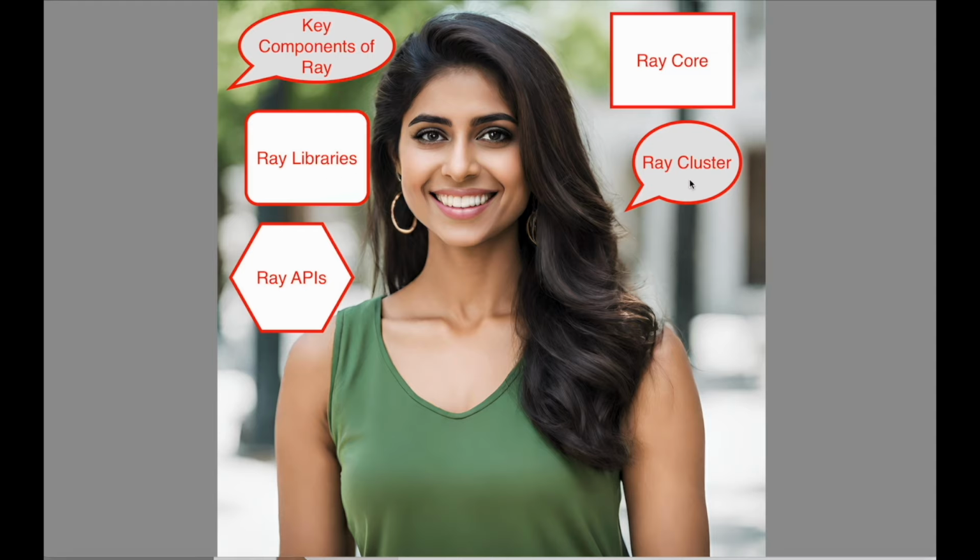Third is Ray Cluster. Ray can be deployed on various environments, including local machines, on-premises clusters, and cloud platforms. It manages resource allocation, task scheduling, and handling failures across all these environments efficiently. Ray Dashboard provides a web-based UI for monitoring and managing Ray clusters, giving insights into resource utilization, task progress, and system logs. Finally, we have Ray APIs.